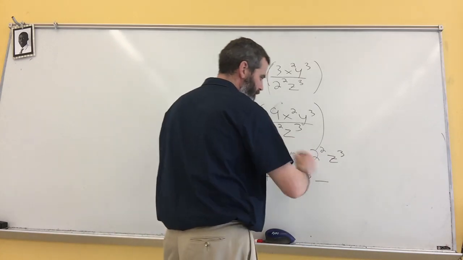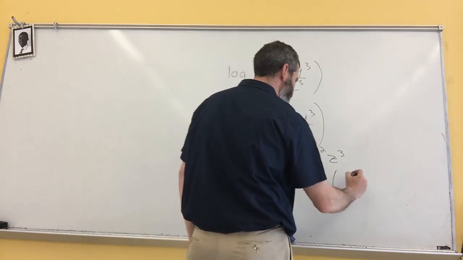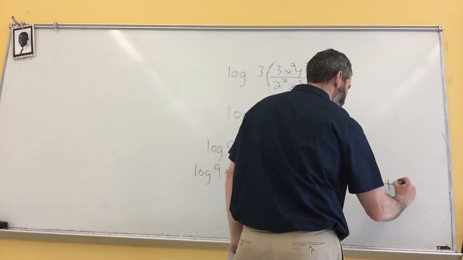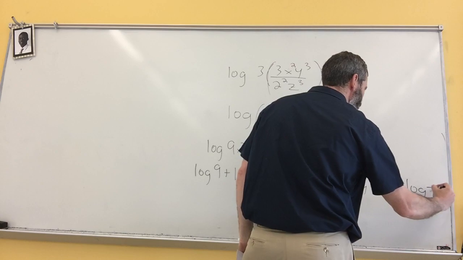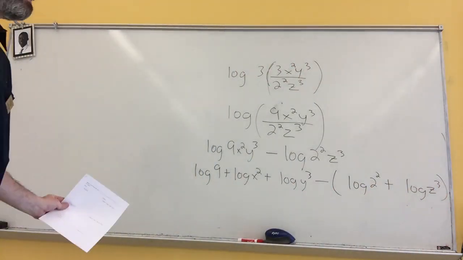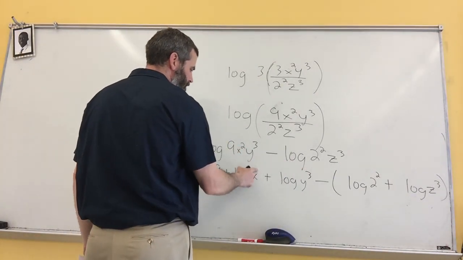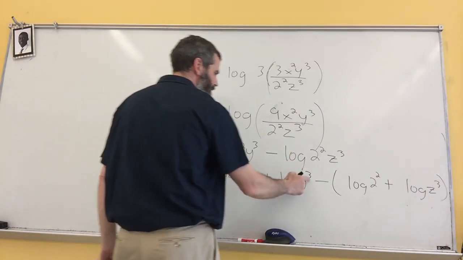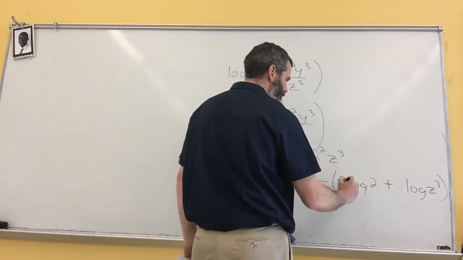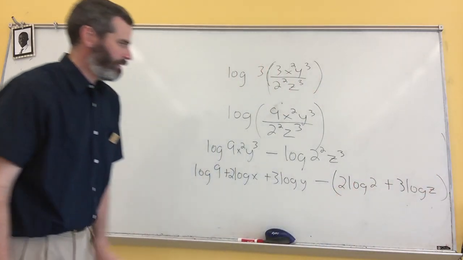Then I've got to expand this one. Since there's a minus sign here, I need a parentheses. And I'm going to have log of 2 squared plus log of z cubed. Expanding. Last thing I got to do is worry about my exponent's power property. Again, for sake of time, I'm just going to do it like this. Power property. Done. That's my answer.